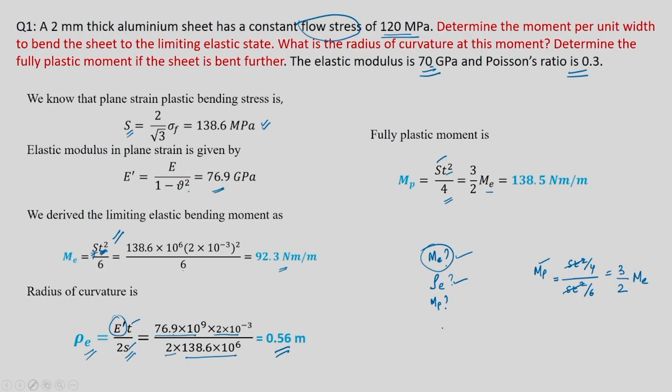ME is already known to me, 92.3. You can substitute here and you will get MP as 138.5. Or you can directly get MP as S T square by 4 and substitute all the values; you will get the same value. S is given here, T is already given as 2 mm, use consistent units, and finally you will get MP. Either way it is fine. So, in this way we can find the moment per unit width for the limiting case, the radius of curvature at this stage, and the plastic moment, with whatever we have discussed until now. These derivations are already done.